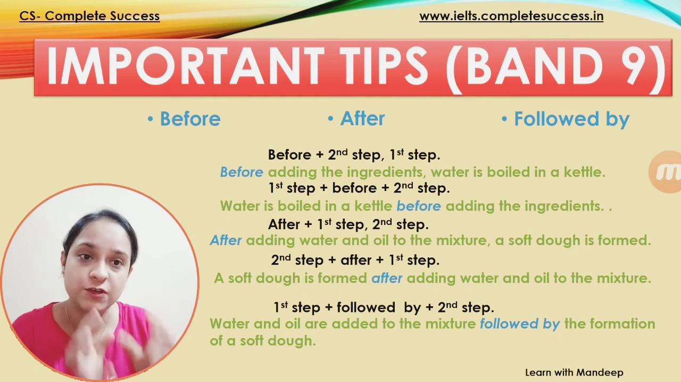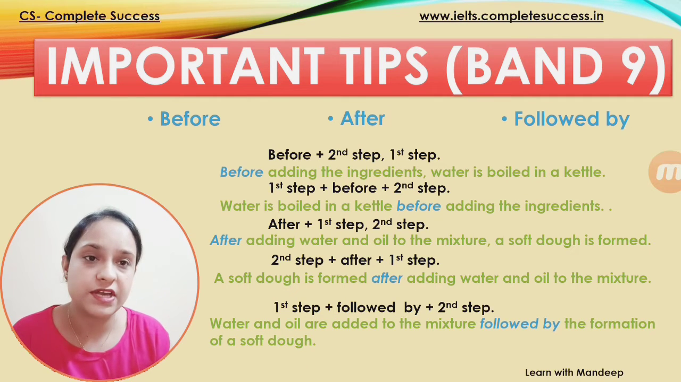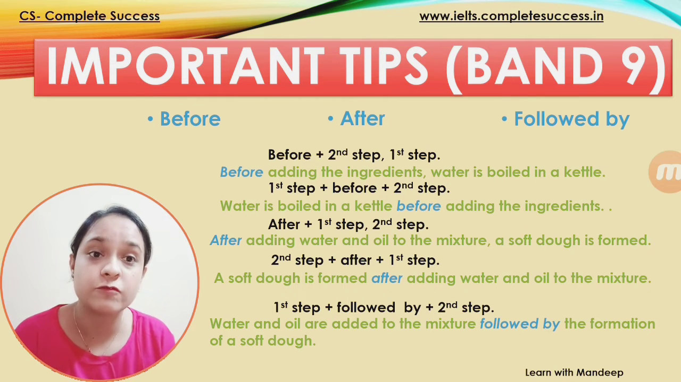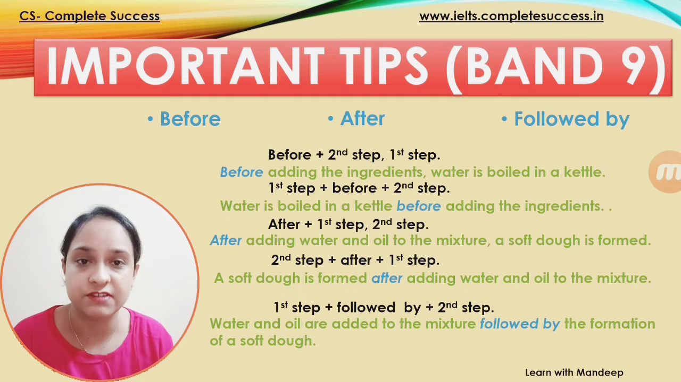Means what you have to do earlier is explained later. Like before adding the ingredients, water is boiled in a kettle. It is just an example. Means before adding the ingredients, water is boiled in a kettle. What you have to do before is you have to firstly put water in a kettle to boil it, and then you will add the ingredients.